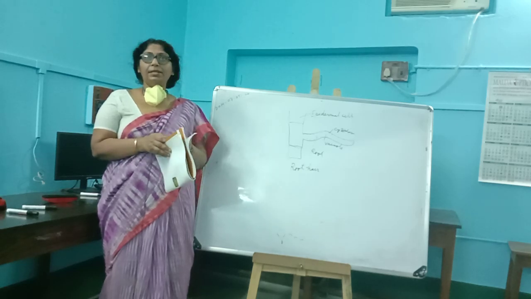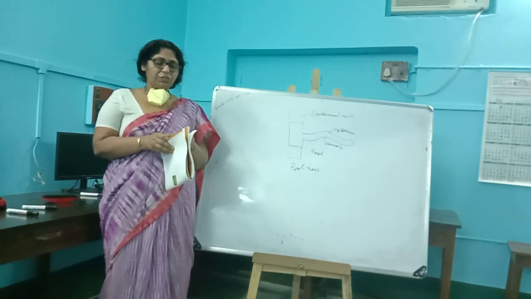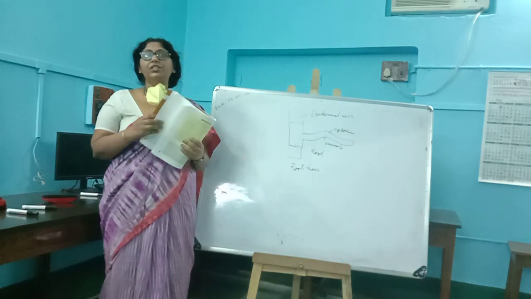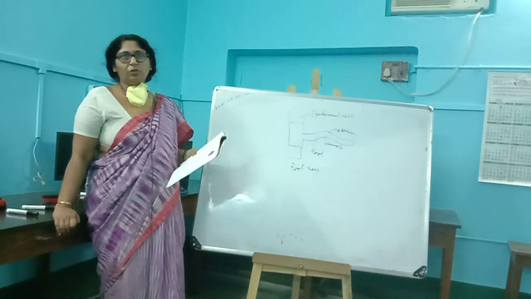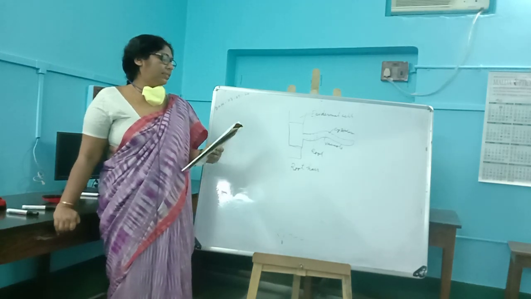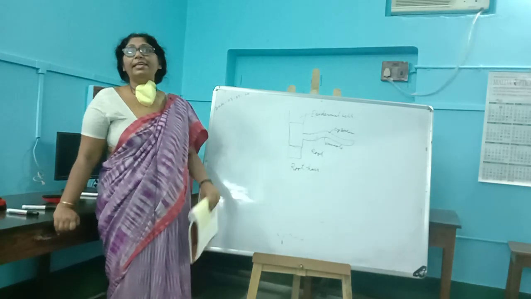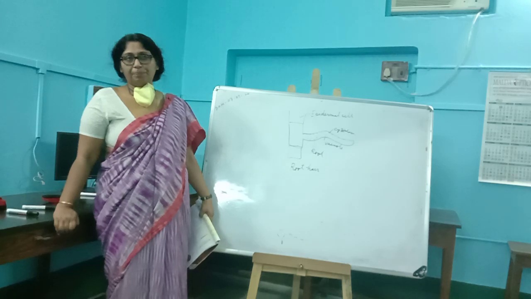Next chapter will not be chapter 2, it will be chapter 5 because we have done one chapter from the plant. You might be feeling bored if you go on doing the plant physiology again and again. So let us come to chapter number 5, that is endocrine system.